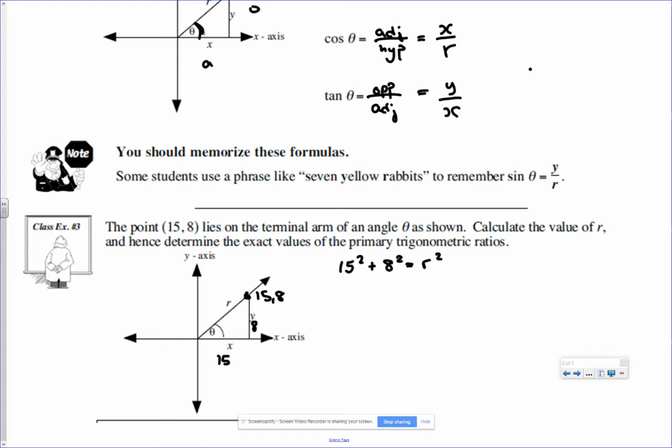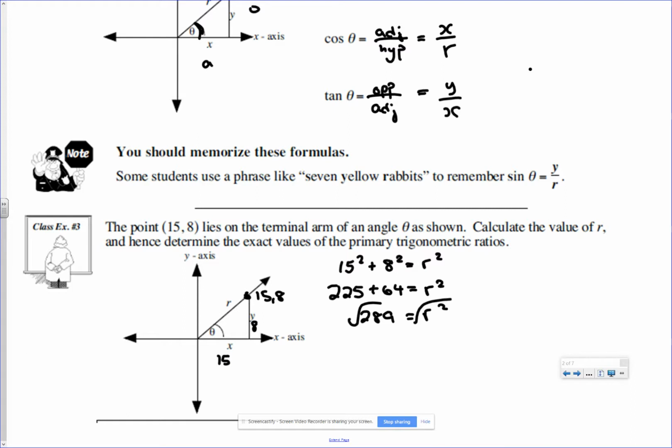is 225. 8 squared is 64. And then 225 plus 64 is 289. So I have 289 here for r squared. And then again, my last step for that is to square root.